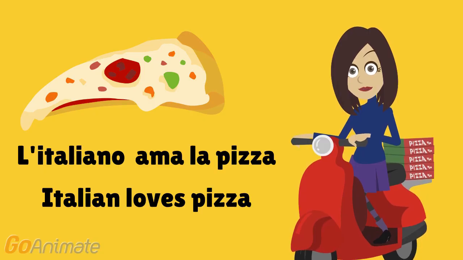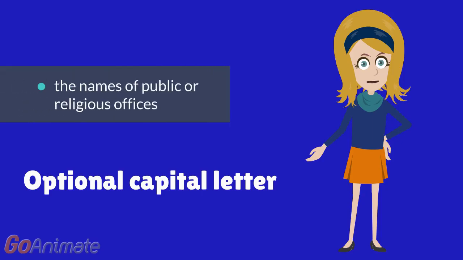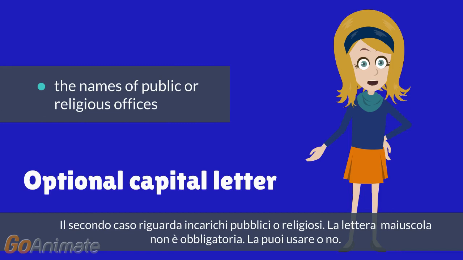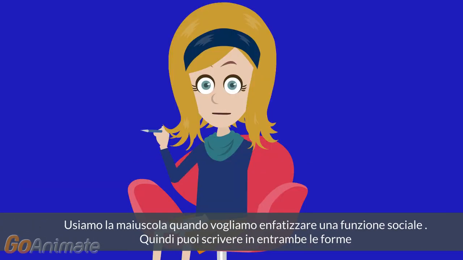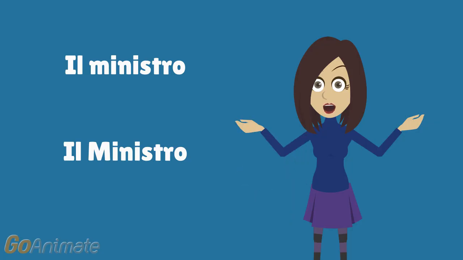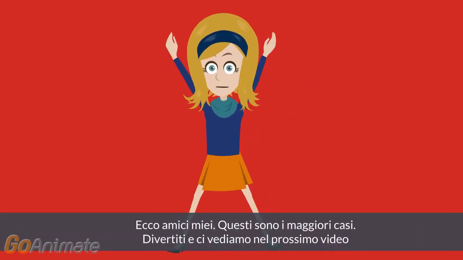L'italiano ama la pizza. The second case is about the names of public or religious offices. The capital letter is optional, you can use it or not. We use the capital letter when we want to emphasize the social function. So, you can write both. Il ministro.